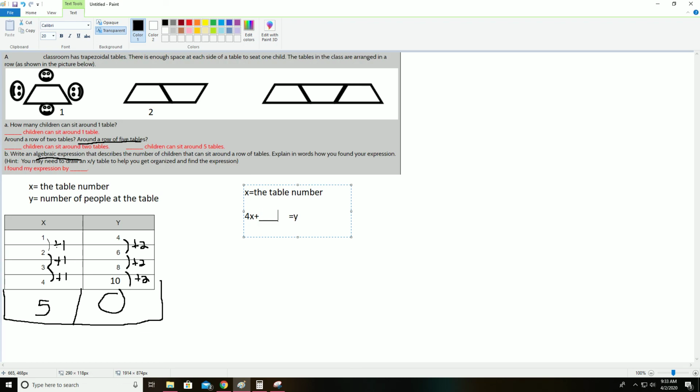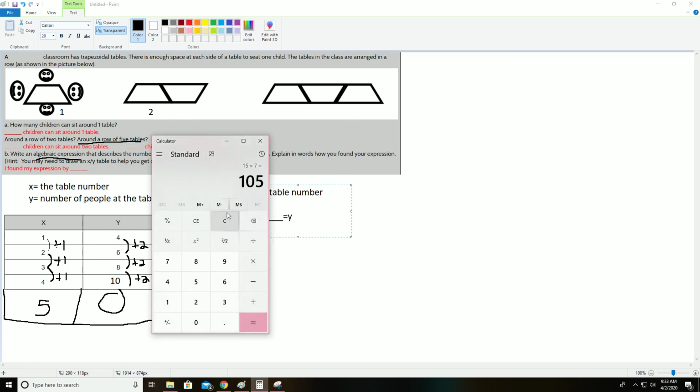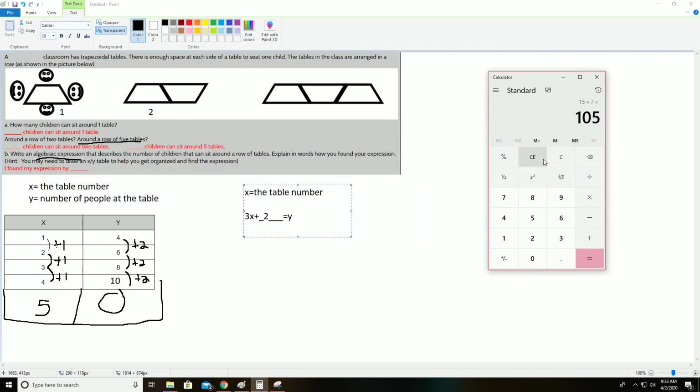It is going to be plus something, and I'm going to let you figure out what that plus is. So I'm going to start trying some things. If I say 3x, and I'm going to say 3x plus 2. So let's go in here and use our calculator and try a couple things. 3x plus 2. 1 times 3 equals plus 2. Oh, that's 5. That's too much. So that's not going to work.